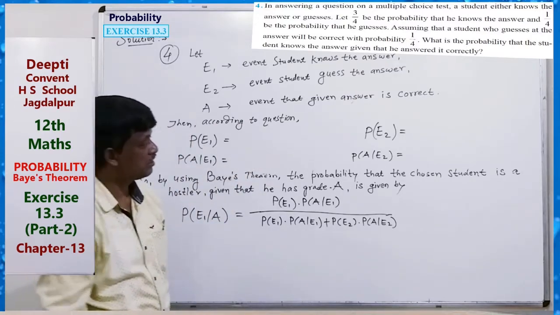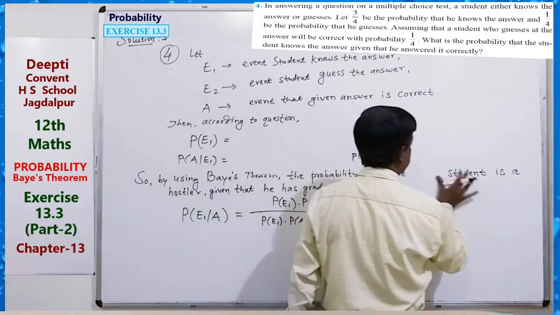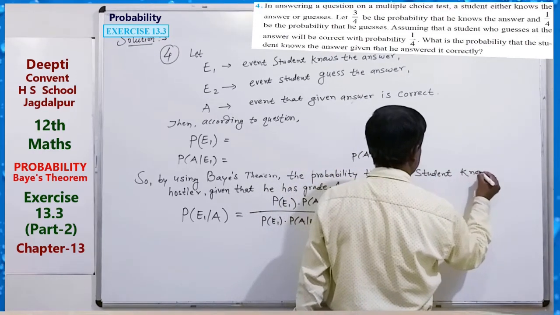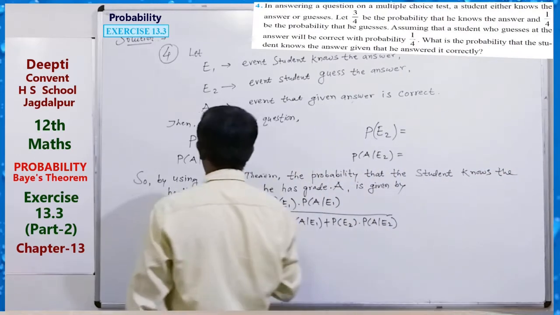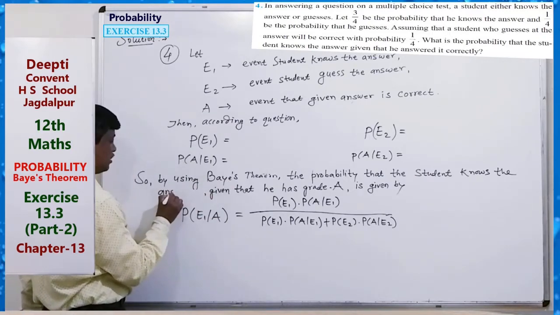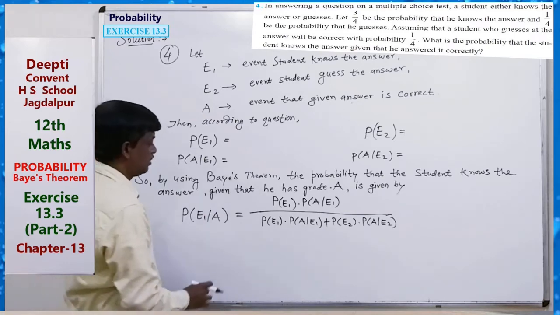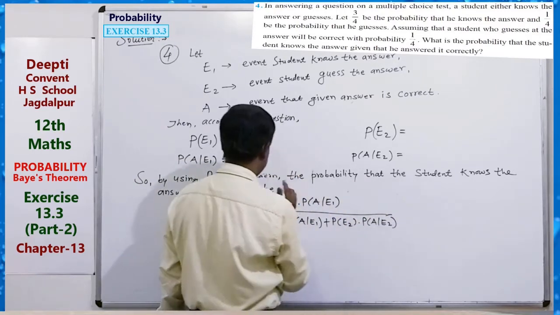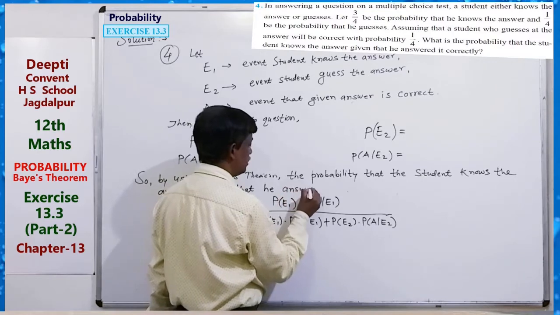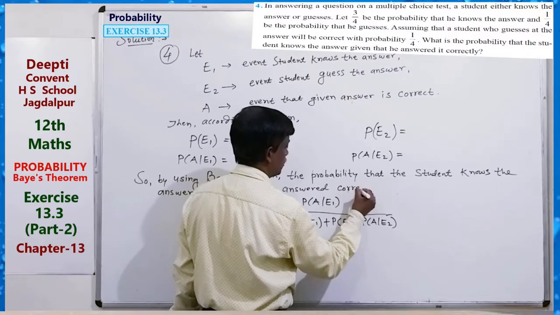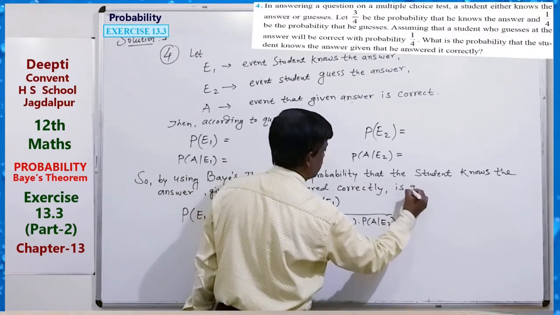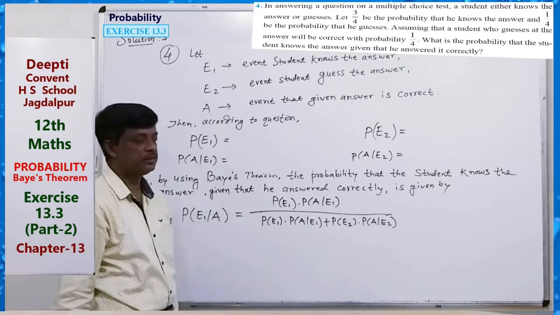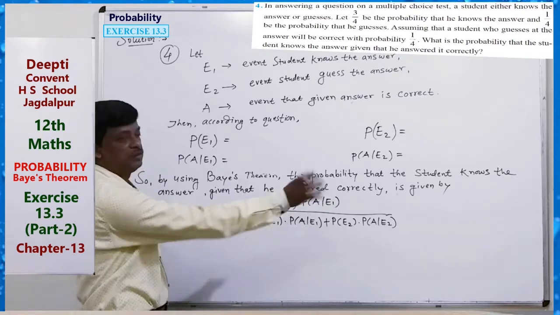So we are using Bayes' theorem. The probability that the student knows the answer, given that he answered correctly, is given by this theorem: P(E1 given A). Clear? Just find all the values.